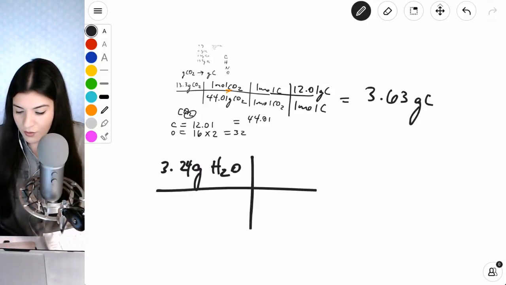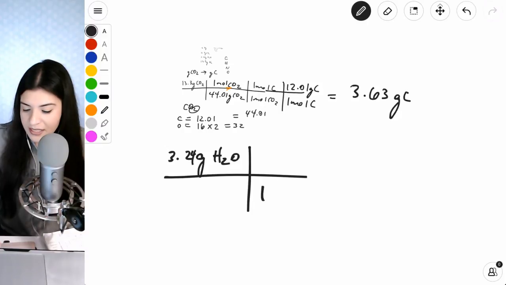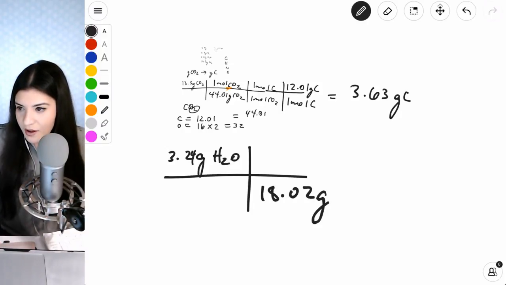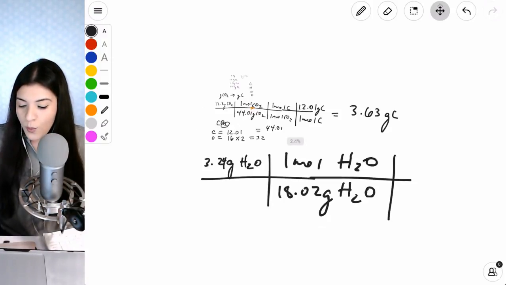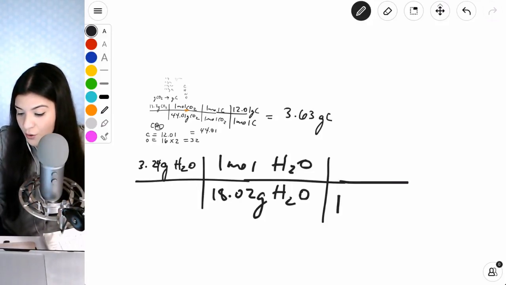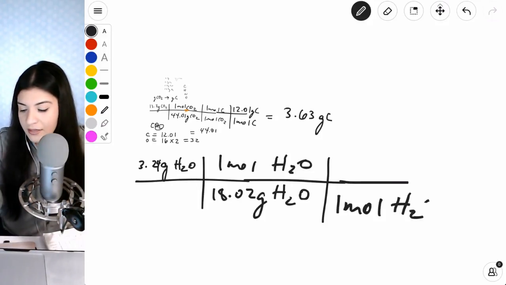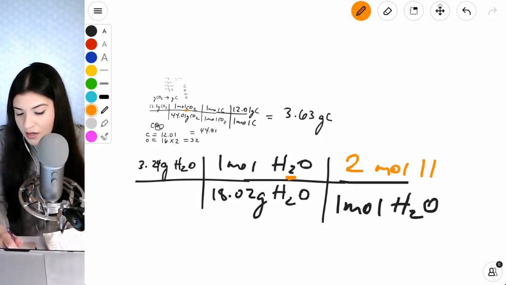All right, so the molar mass of water would have given us 18.02 grams of H2O per every 1 mole of H2O. And then now we want to get to moles of just hydrogen. So do a mole to mole ratio. There's 1 mole of the entire water molecule. And now how many hydrogens do we have? Well, there's 2. So I'll put 2 moles of hydrogens.